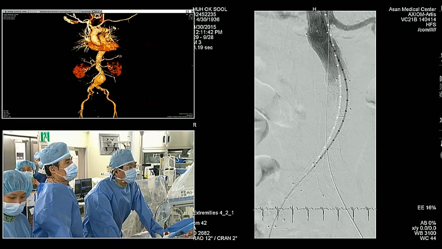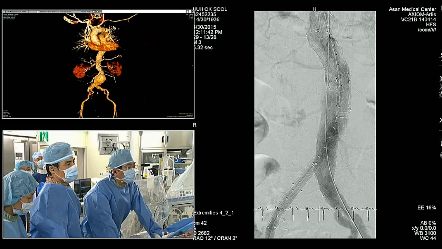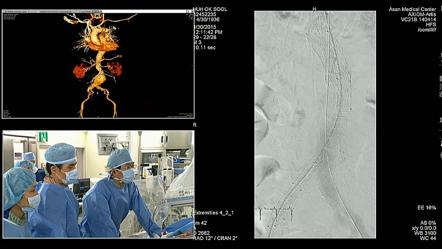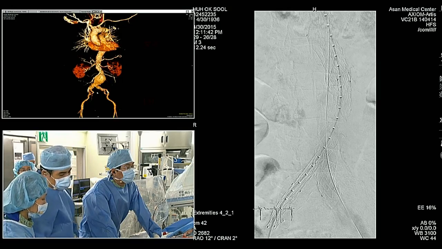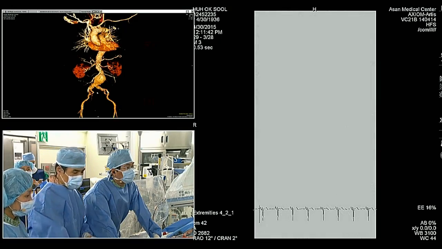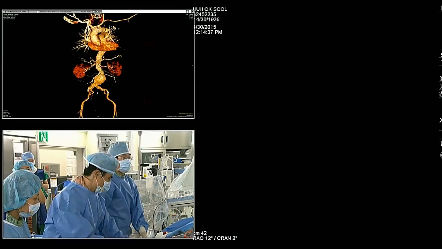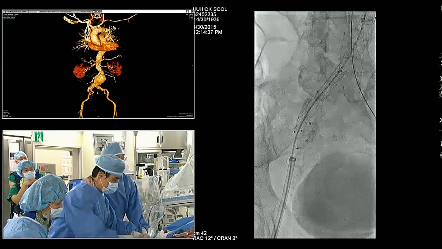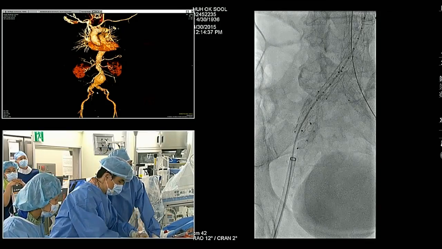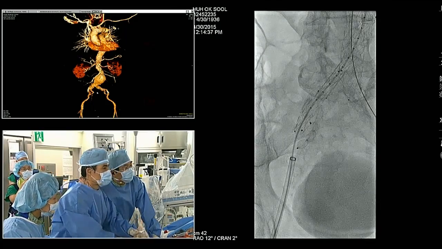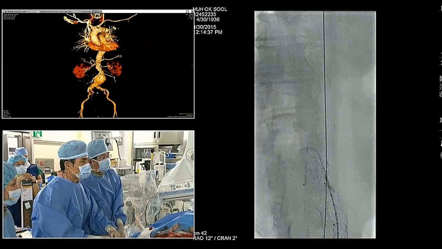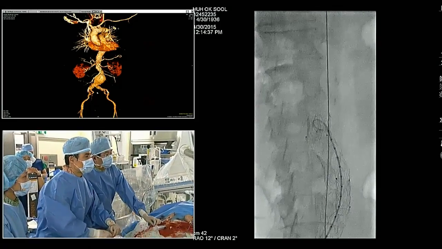Dr. Lee, how about checking the left common iliac angiography through the left femoral artery with sheath withdrawal? Because to check the calcified middle external iliac artery region and then the left common iliac artery angiography will be better.